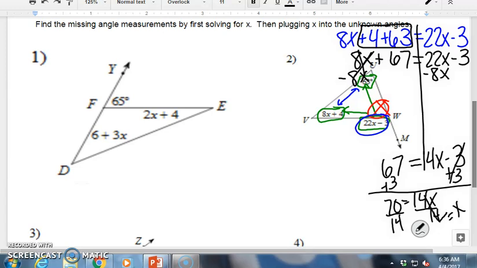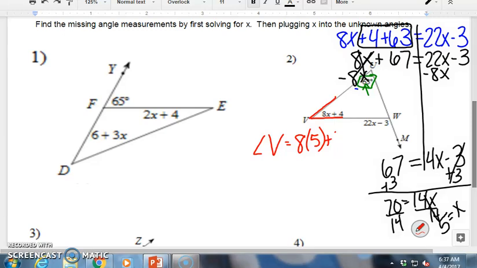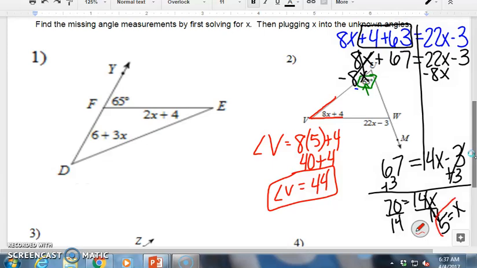X equals 5. Okay? Now that's one of my answers that I need, but then I need to plug it into the two angles that I don't know. So for angle V, I get 8 times 5 plus 4. 8 times 5 is 40. Plus 4 is 44. So angle V is 44. X is 5. Angle V is 44.